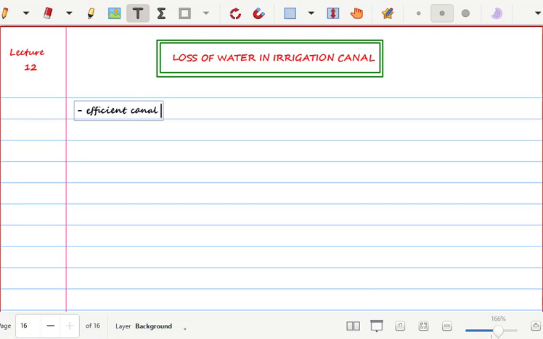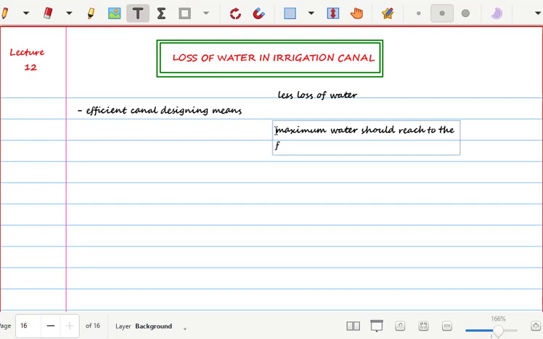Efficient canal designing means two things. Efficient canal design means less loss of water, okay, and maximum water should reach the field in less time period. If this happens, that means that your design is efficient. Otherwise, there are some losses in your canal, so we need to overcome them, right? So these are the conditions for an efficient design of a canal.